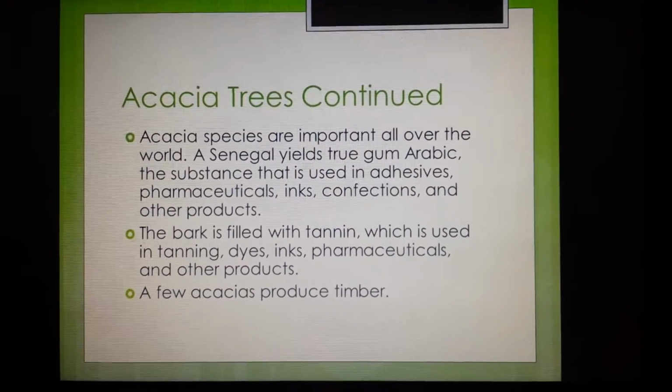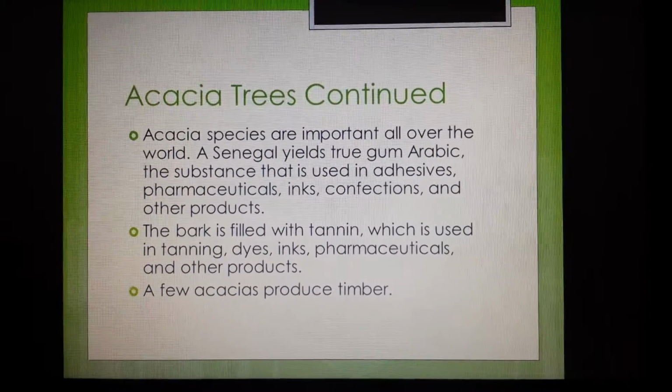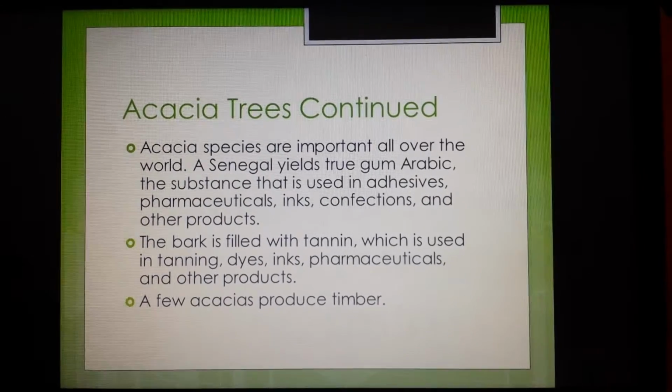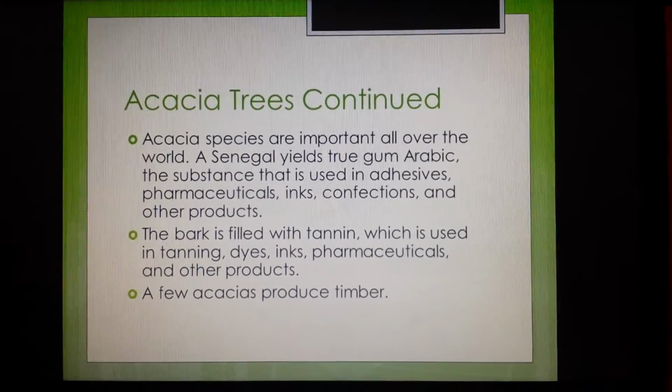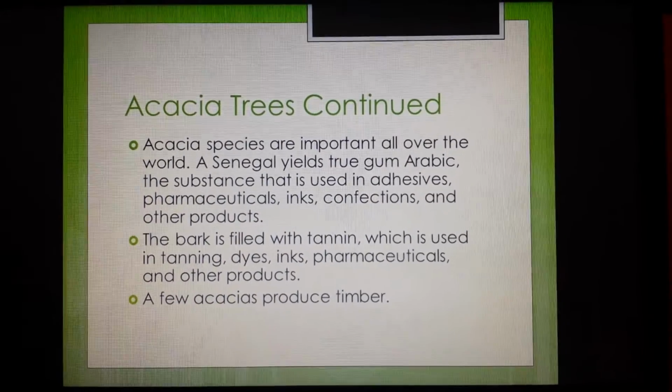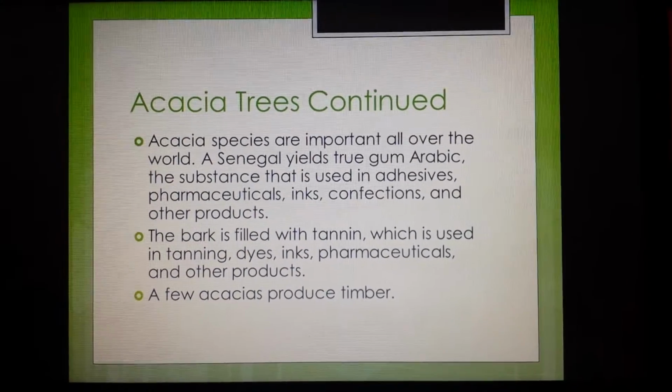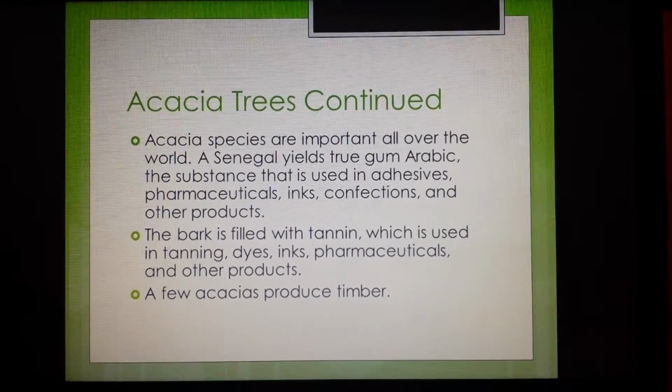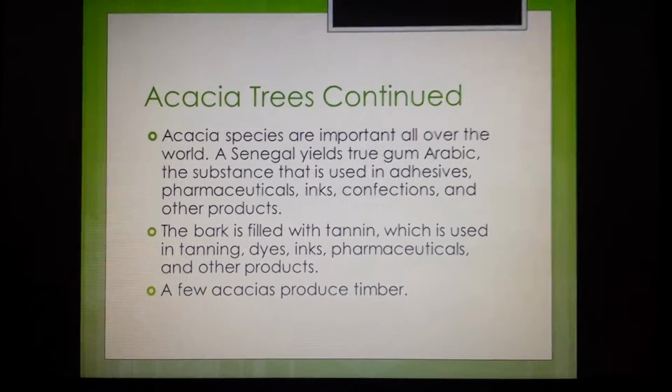Acacia species are important all over the world. Acacia senegal yields true gum arabic, the substance that is used in adhesives, pharmaceuticals, inks, confections, and other products. The bark is filled with tannin, which is used in tanning, dyes, inks, pharmaceuticals, and other products. A few acacias also produce timber.